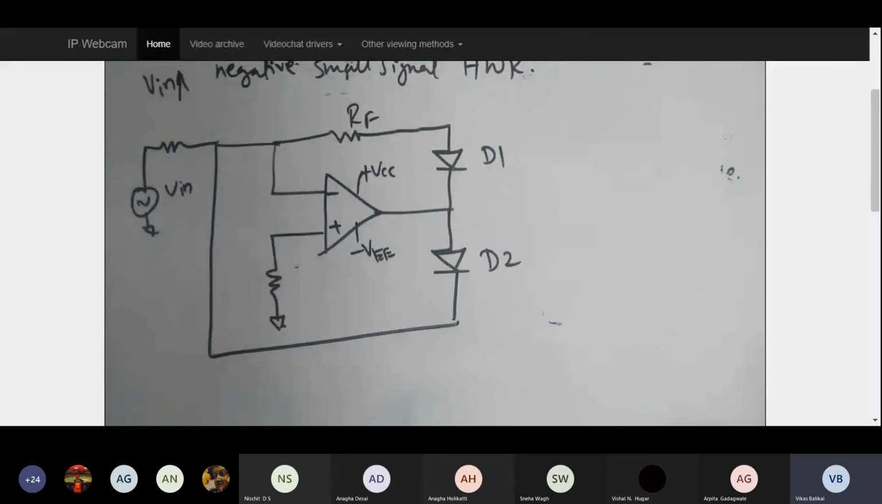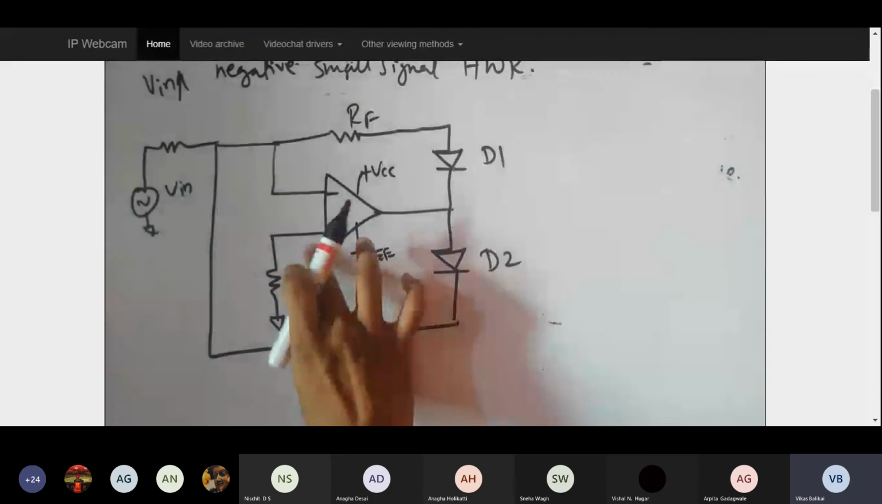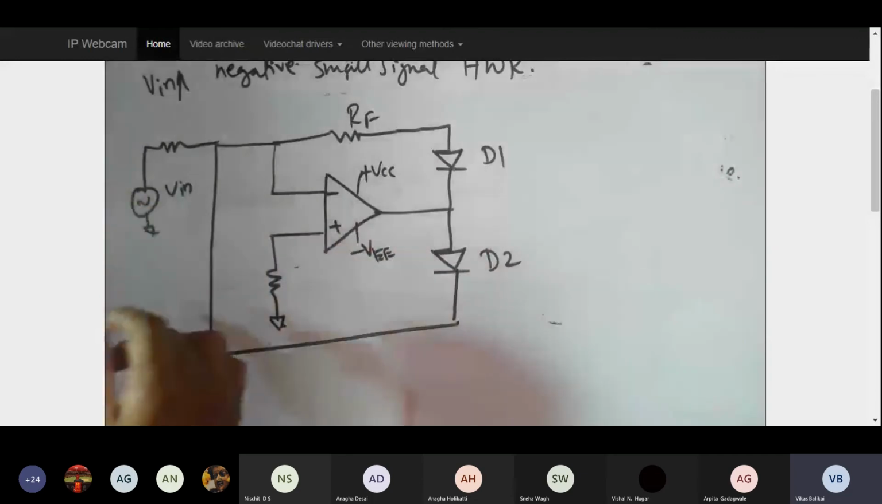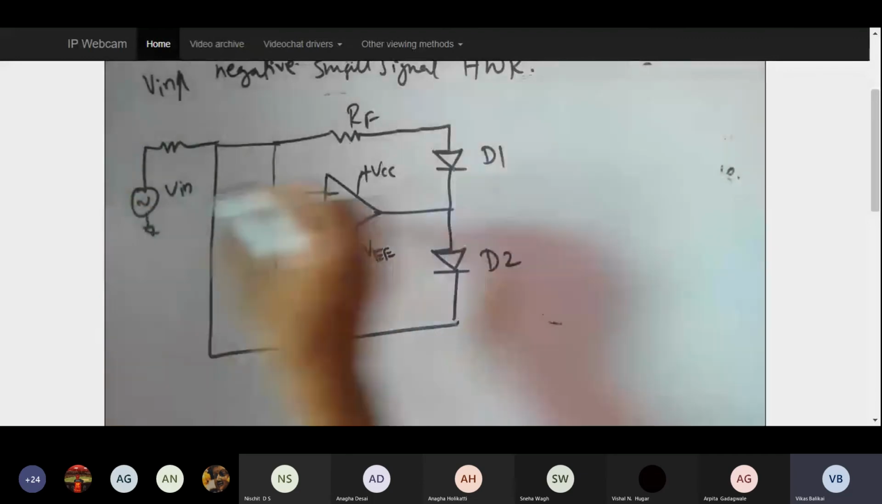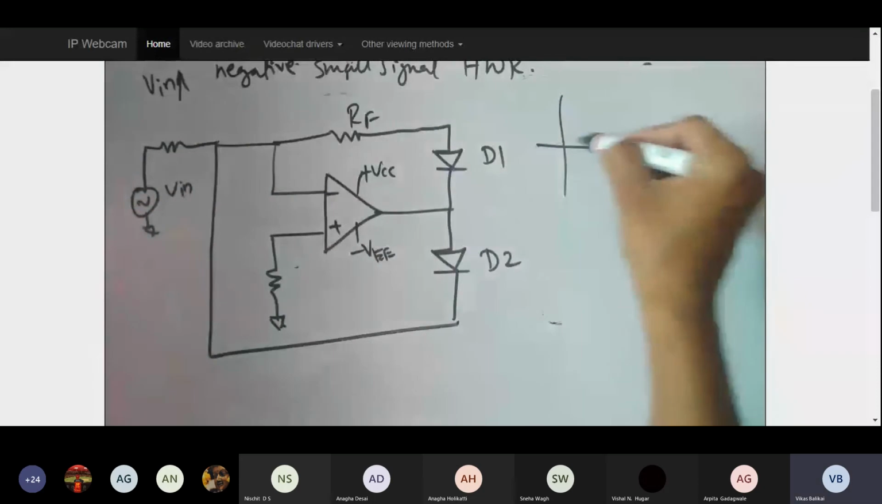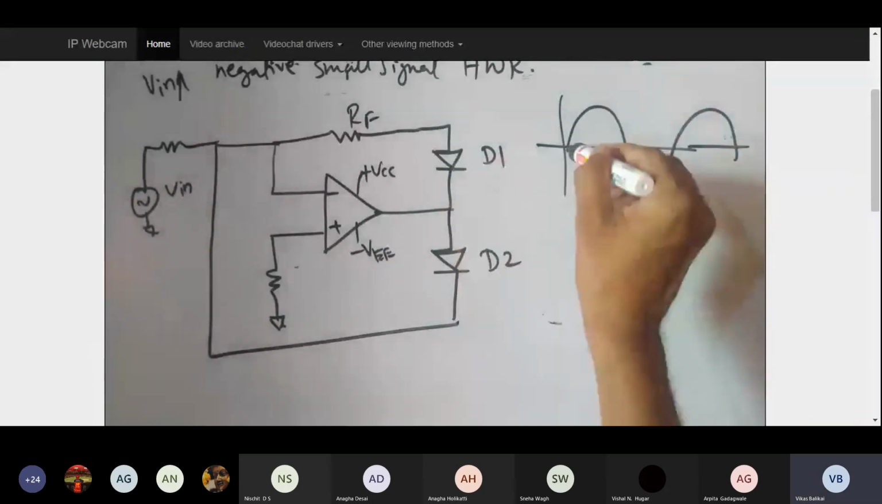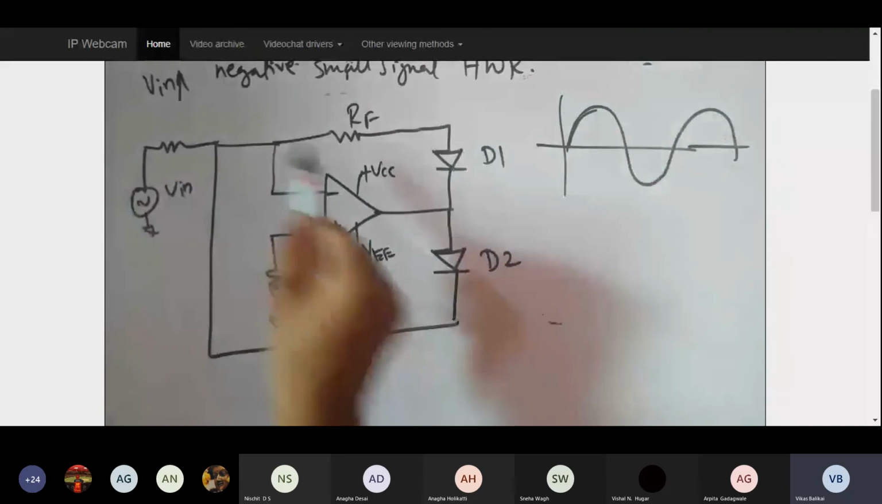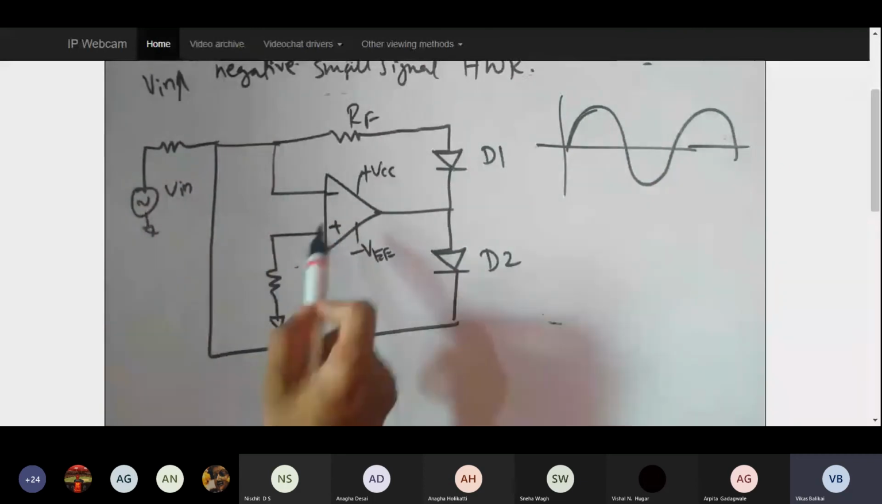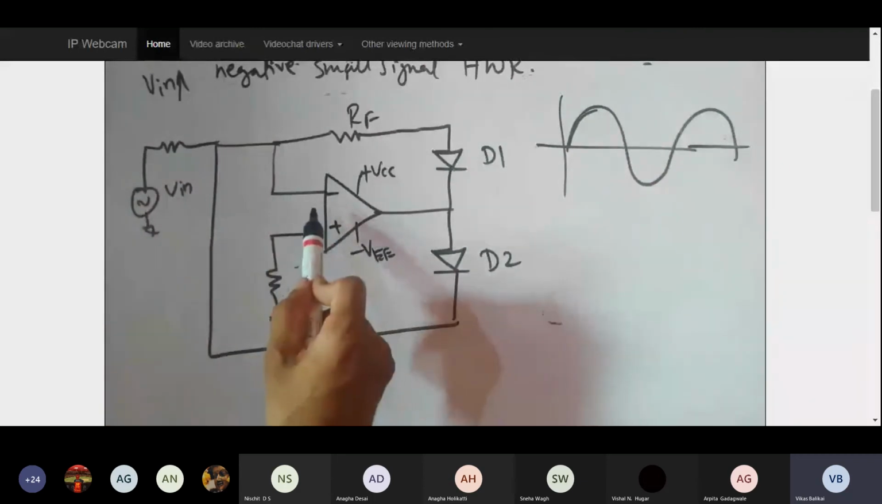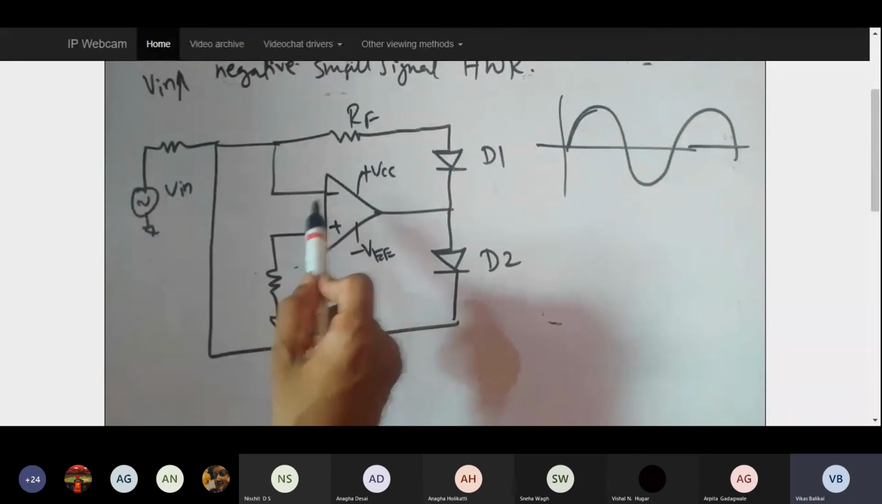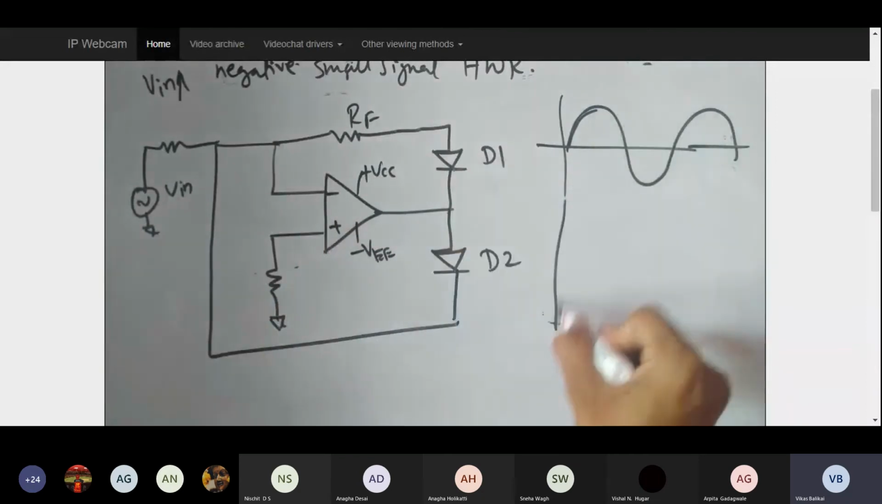Also one thing you can just see over here. Okay, let's try to apply the thing. When the input is positive, so let's say the positive cycle is coming over here. The input is applied to the inverting terminal, which means I will be expecting a negative voltage for this positive half cycle. So my output will be something like this.